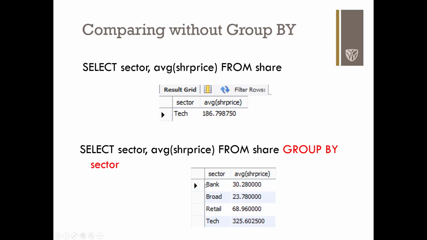Now the sector name actually is meaningful. What it says is, okay, within the banking sector, the average share price for all the shares within that sector is 30.28.